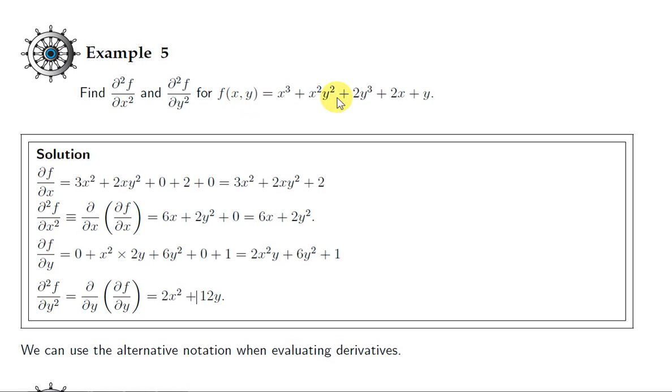Let's look at this function here. We want the second partial derivative of f with respect to x. So we start by getting the first partial derivative. When we do that, we treat y as a constant. So x cubed becomes 3x squared.